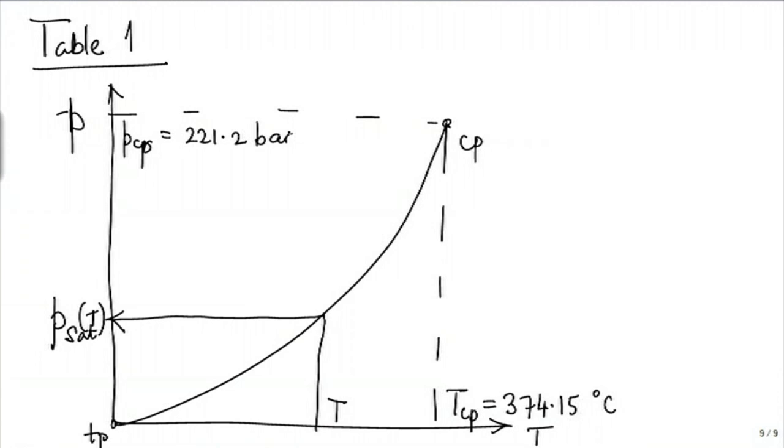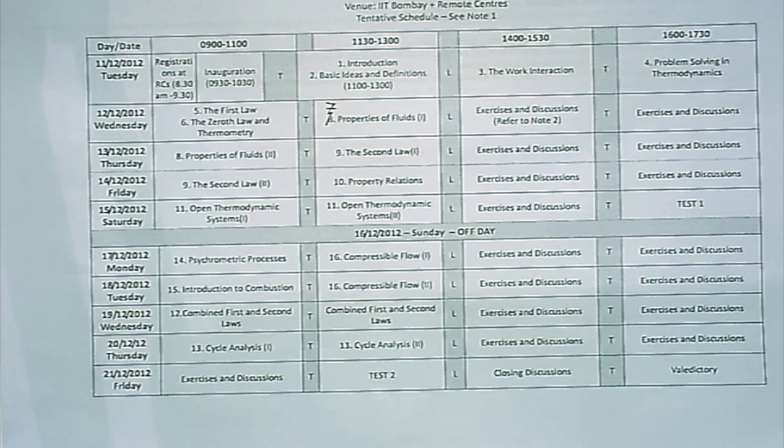So, this is the information in table 1. First, let us look at only the first two columns. Given temperature, we can determine the saturation pressure at that temperature. Now, let us go to table 2.